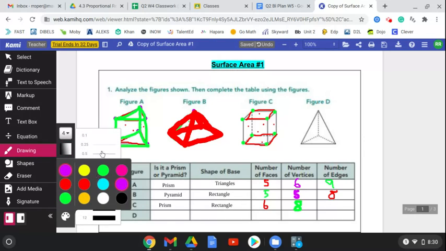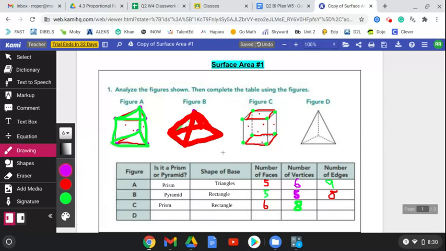All right, what about edges? Okay, so we have 1, 2, 3, 4. Then we have 5, 6, 7, and 8. And then we have 9, 10, 11, and 12. So we have 12 edges. All right, last one here.